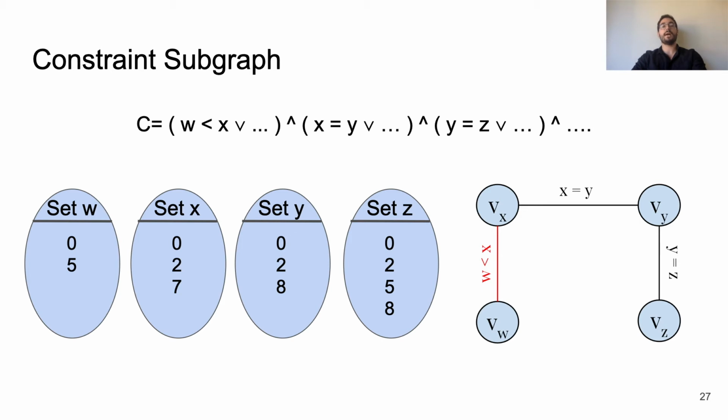Once the constraint subgraph is built, we can convert it to the encoding graph. In order to do that, we split each node into the values that the node contains and add the corresponding edges between new nodes. For instance, set W has 2 values, so vertex W splits into 2.